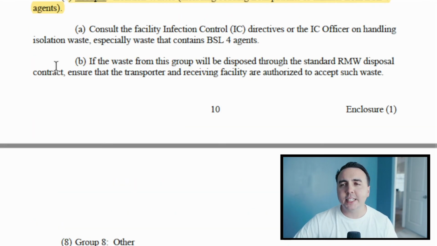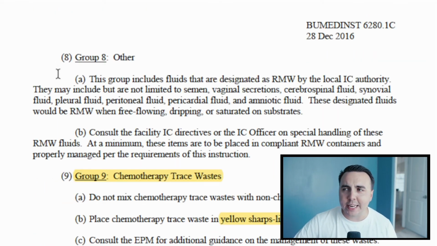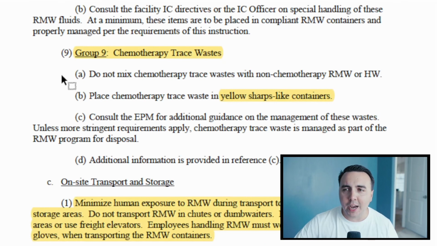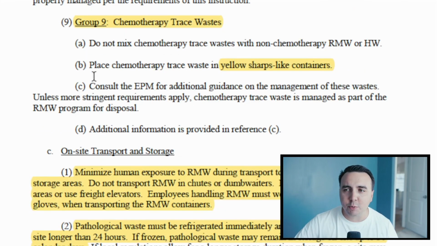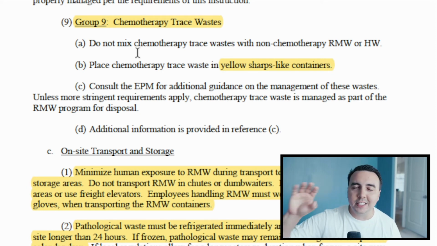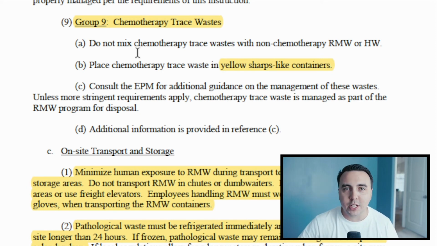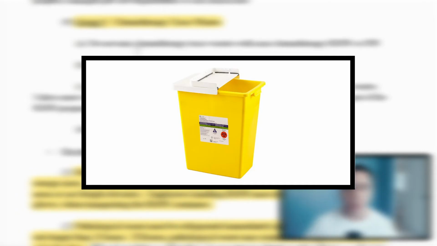So, group 6 here is isolation waste. This is talking about bedding, sheets, stuff like that you might want to deal with. Group 8 is other. And then group 9 is your chemotherapy trace waste, which we talked about. But the main thing that I want you to understand from this is, not like any of the other containers that are for regulated medical waste, chemotherapy is required to go into a yellow container.